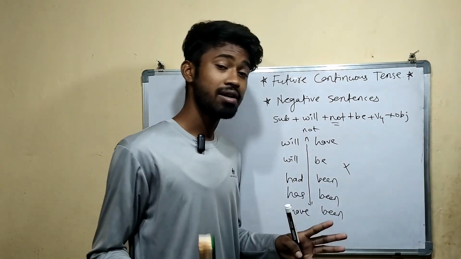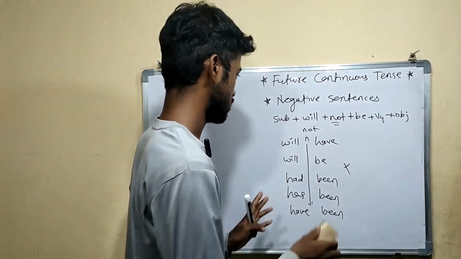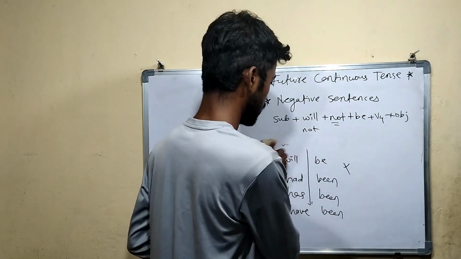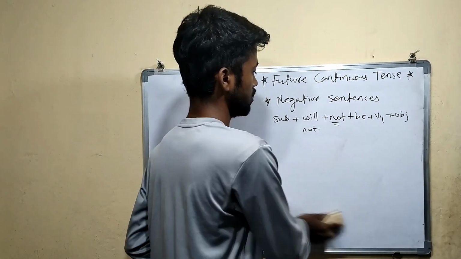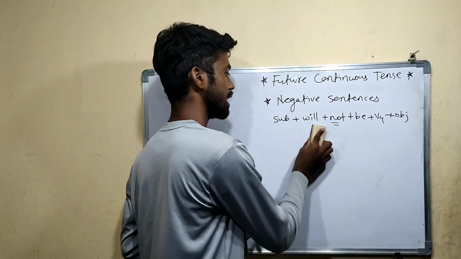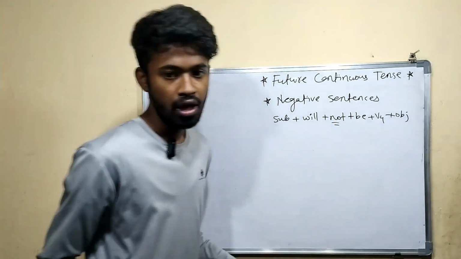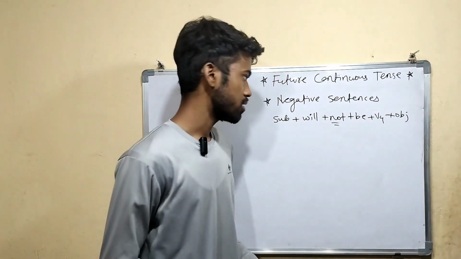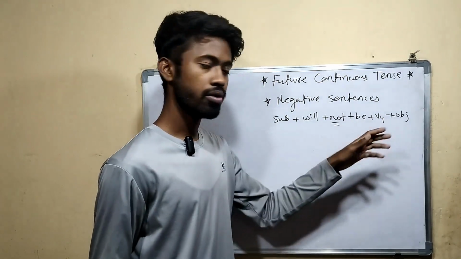Please watch with 100% attention and try to make a note of whatever I'm writing on the board. No one is going to explain like this. It is very important. So you understood where you have to write the not in this structure in negative sentences: after will and before be. Subject plus will plus not plus be plus first form of verb plus object.